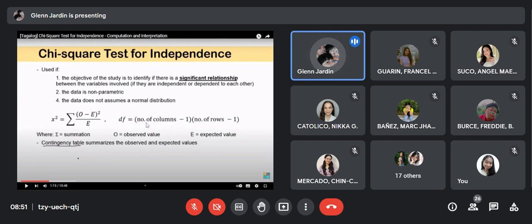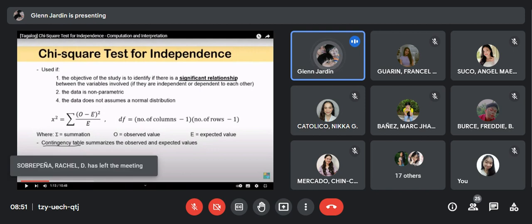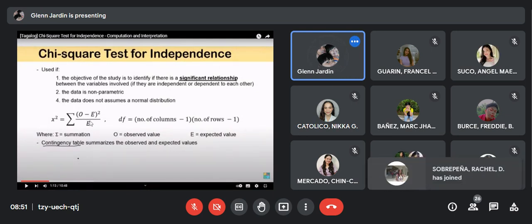Did you see the chi-square table I posted in our group chat? Yes po. That table will be used in finding the tabular chi-square value. With the same procedure, we compare the computed chi-square to the tabular chi-square. The degrees of freedom are indicated there, with two levels of significance, 0.05 and 0.01, next to it. So remember the formula. Let's see how to get it.